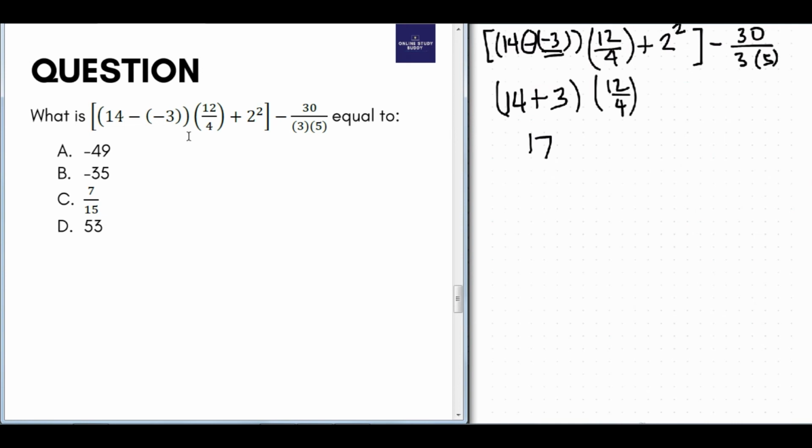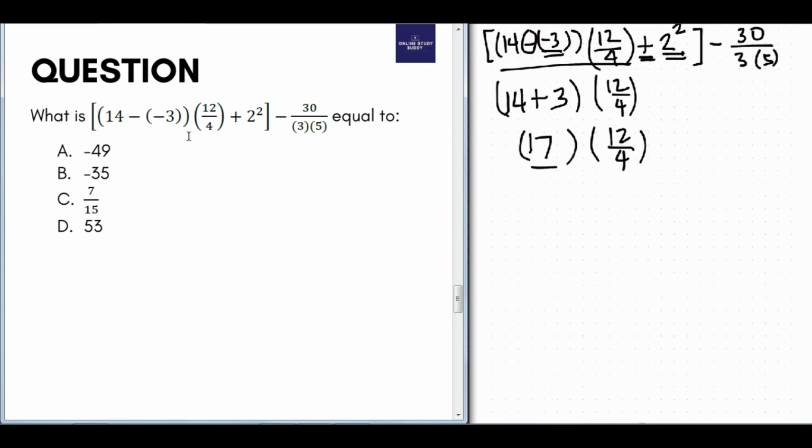So, sa PEMDAS natin, parenthesis, then exponent. Pero in this case, since yung exponent natin nakaseparate by yung plus sign, ibig sabihin, kahit paunahin natin i-perform yung 2 squared, hindi pa rin naman natin siya masasama dito sa first term natin kasi yung plus ay nasa dulo or second to the last siya ng PEMDAS. So, okay lang if tapusin muna natin yung operations dito sa first term natin. So, we will have 17 times 12 over 4.